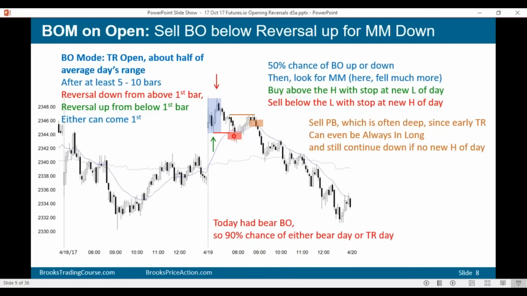Once you get the bear breakout, especially if you get that second bear breakout of a bigger opening range, 90% chance the market is going to be either in a bear trend day or a trading range day. And if it's in a trading range day, you can sell rallies, taking a chance that you'll get a bear breakout, knowing that the probability of the market going to a new high is only 10%.